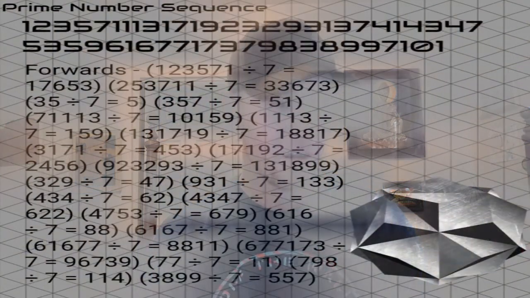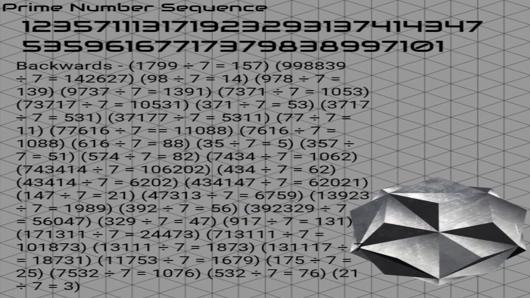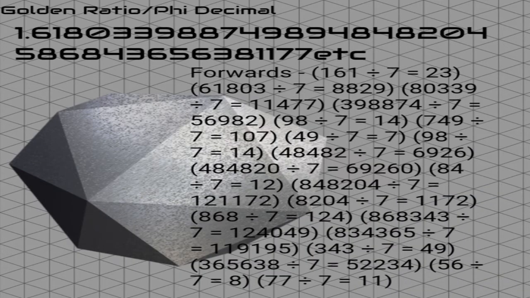So I'll start sharing them now and give a few seconds for each one to look at, if anybody wants to pause or check this out with their calculator, because it is kind of crazy. I'm going to show the prime number sequence, how prime 7 accomplishes scale symmetry with that. And of course we have the golden ratio, which is also the phi decimal, and that's what is actually written out here.